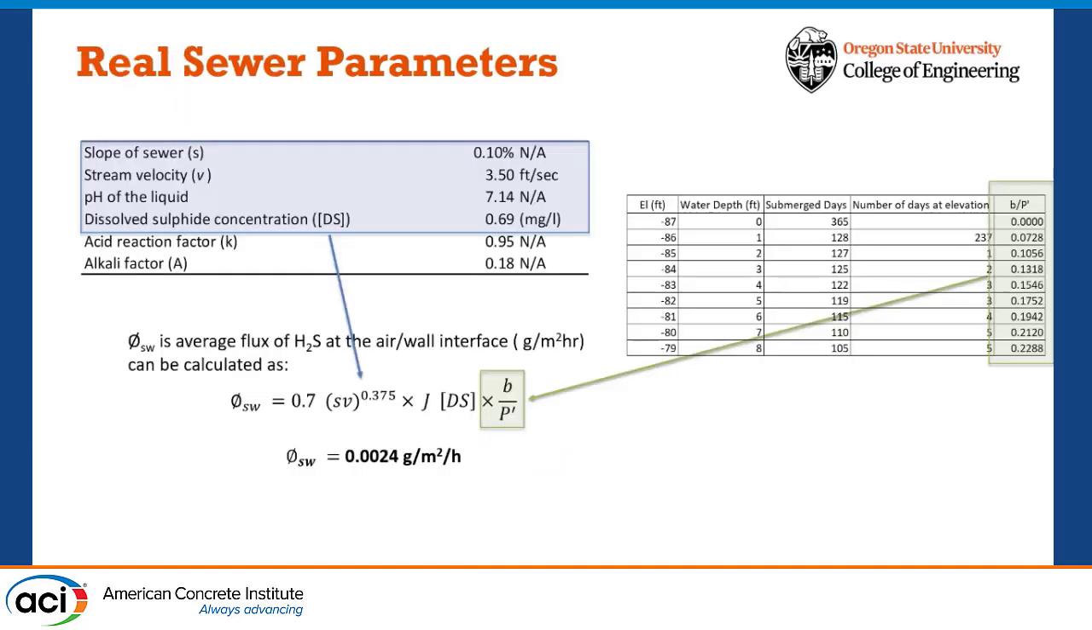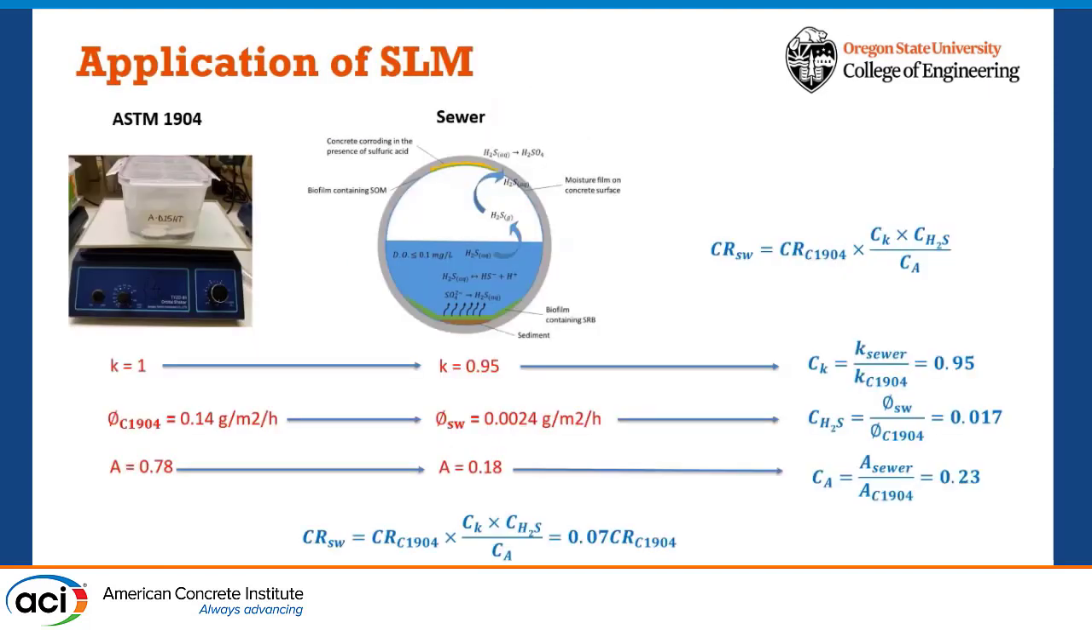And these are the parameters for real sewer data. So we can use these parameters to calculate the flux, and we know the acid reaction factor K and alkalinity factor here. So again, when we compare all the correlation factors by using our ASTM testing and the parameters from the field, we can find the direct correlation between the field conditions and our ASTM testing. And by using the corrosion rate from our testing, we can calculate the expected corrosion rate in the field.